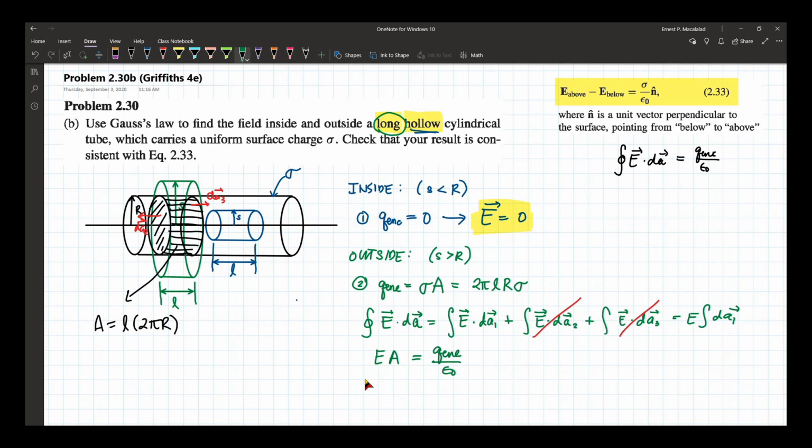Simplifying this, we now have E times the area of this Gaussian surface, which is 2 pi S times L, and Q enclosed is equal to 2 pi L R sigma, divided by epsilon naught. In this case, 2 pi will cancel, L will also cancel, so we reduce to sigma R divided by epsilon naught S. This is now the electric field outside.